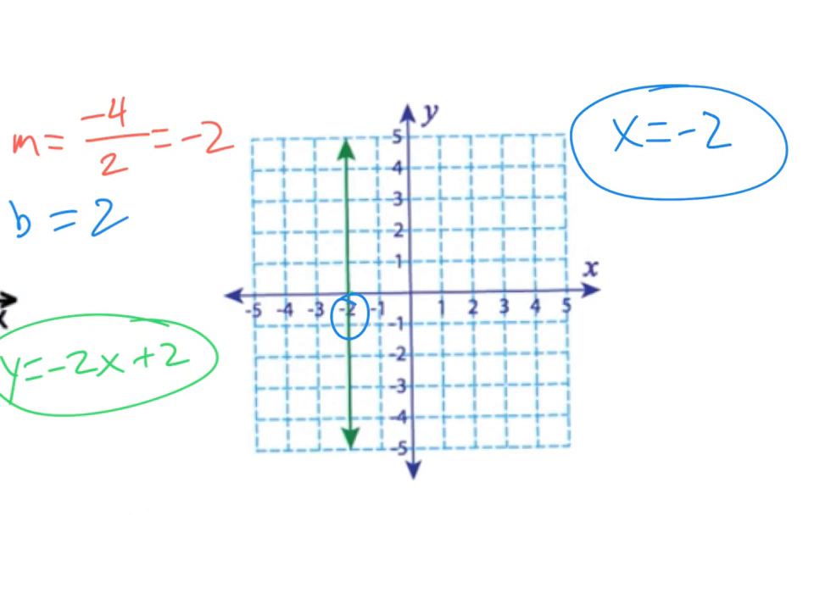Okay, we can double check that and make sure that it makes sense. We should have an undefined slope, so we can't really have anything involving slope. And our y values, no matter what they are, x is always going to be negative 2. So that is the equation for our line.